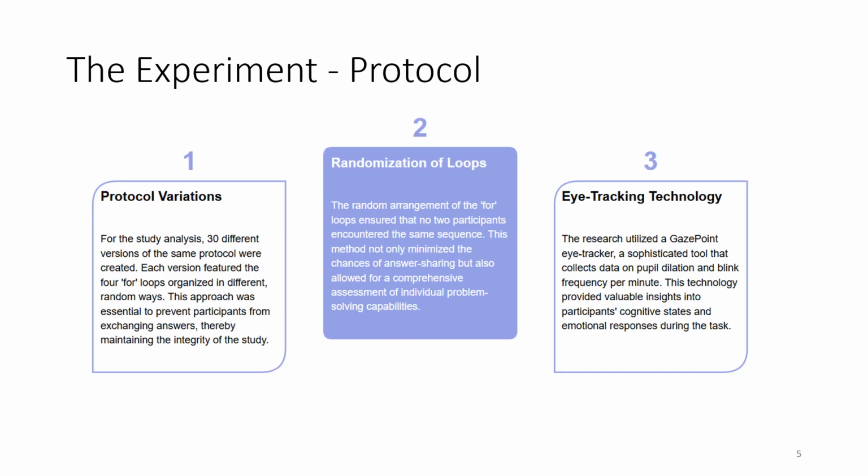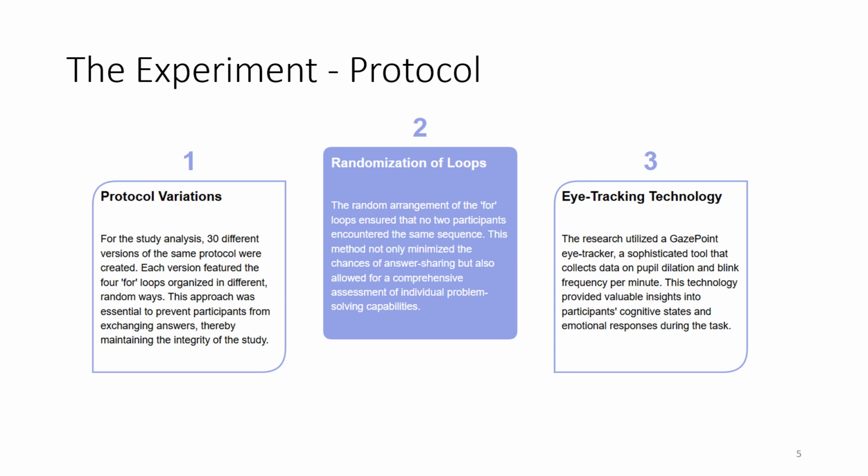Experimental protocol. For the study analysis, we have variations. 30 different versions of the same protocol were created. Each version featured the for loops organized in different random ways. The approach was essential to prevent participants from exchanging answers, thereby maintaining the integrity of the study.